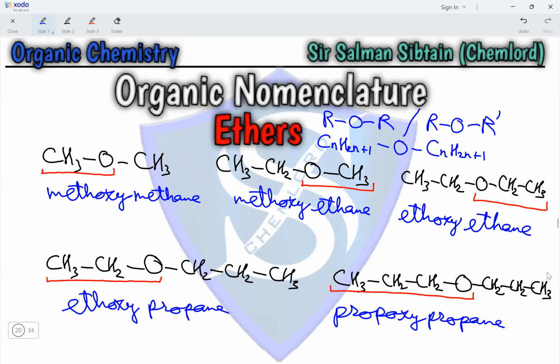Now the general formula of ethers is ROR, and the general formula of alcohols is ROH. If we look at their molecular formulae, if the number of carbon atoms is the same, the molecular formula of ethers and alcohols would also be the same. So this is how ethers are named.